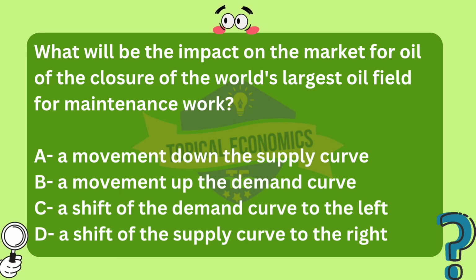In other words, a movement up the demand curve happens when the price increases due to the reduction in supply, which leads to a decrease in the quantity demanded at the new, higher price. This is not a shift of the demand curve itself, which would happen if there were a change in factors like income or consumer preferences, but a movement along the curve due to the price change resulting from the supply shock.